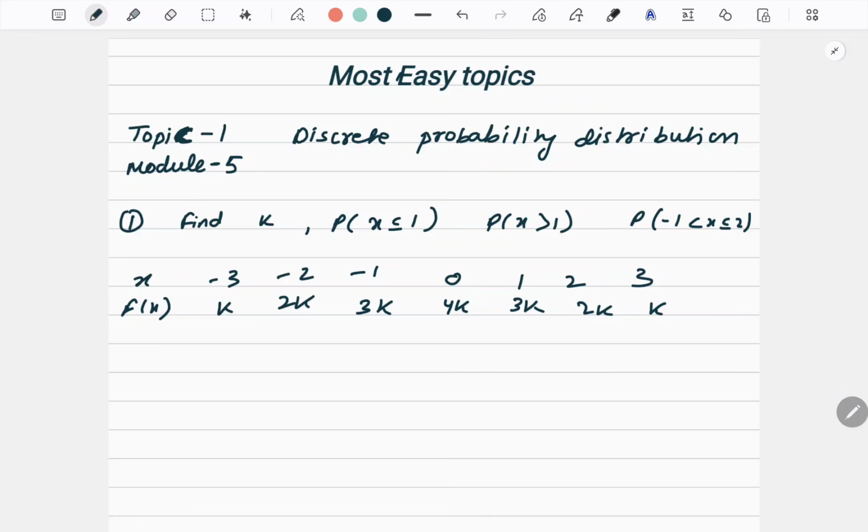So let us start with the easiest topic, which is the discrete probability distribution, where they give the distribution like this and they say that this is a probability distribution, find k and certain probabilities. Sometimes they may ask to find mean and variance also. So this is the first question you should study how to solve, and this is the first question you should attempt in your question paper.